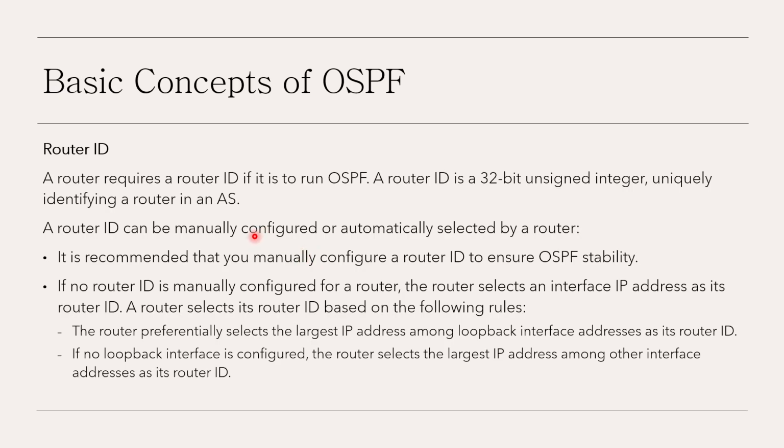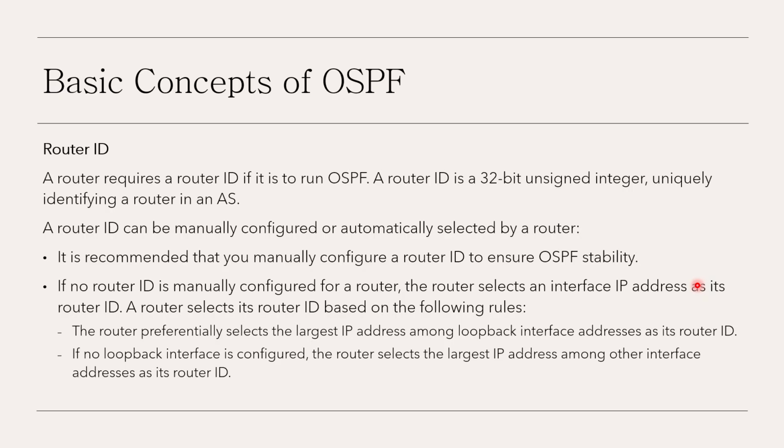If no router ID is manually configured for a router, the router selects an interface IP address as its router ID. So it will pick the IP address of an interface where OSPF is configured as its router ID if you do not configure it. A router selects its router ID based on the following rules. The router preferentially selects the largest IP address among loopback interface addresses as its router ID.